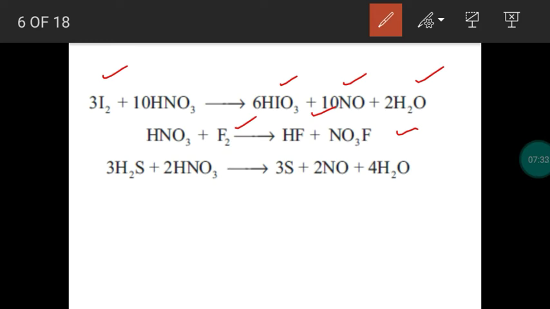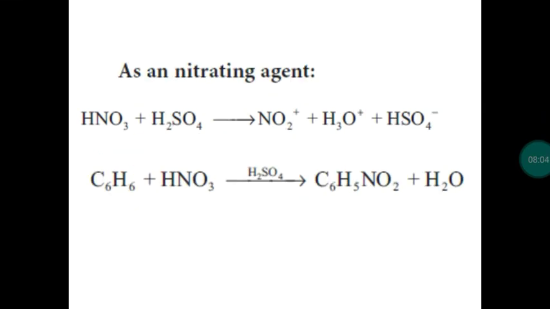Then the last example, hydrogen sulfide is oxidized into sulfur. How can we say that this is an oxidation process? Because hydrogen is removed from hydrogen sulfide. Addition of oxygen or removal of hydrogen is called an oxidation process. So hydrogen is removed from hydrogen sulfide by nitric acid. So this is an oxidation process which is induced by the oxidizing agent nitric acid. So two properties we completed: the acidic nature of nitric acid and the oxidizing nature of nitric acid.